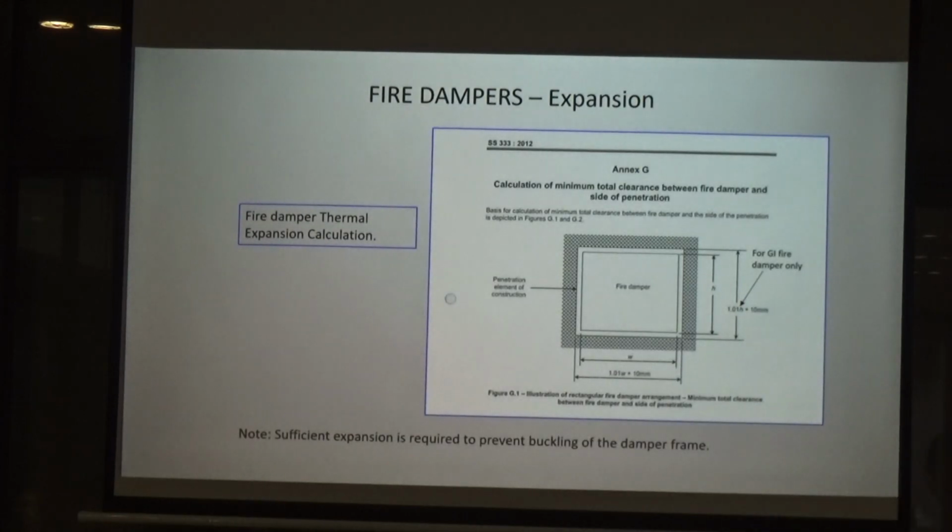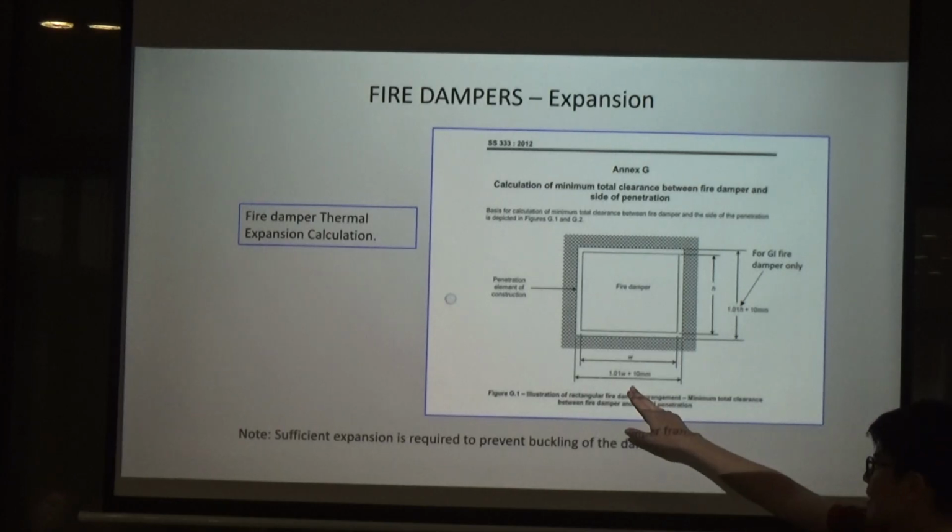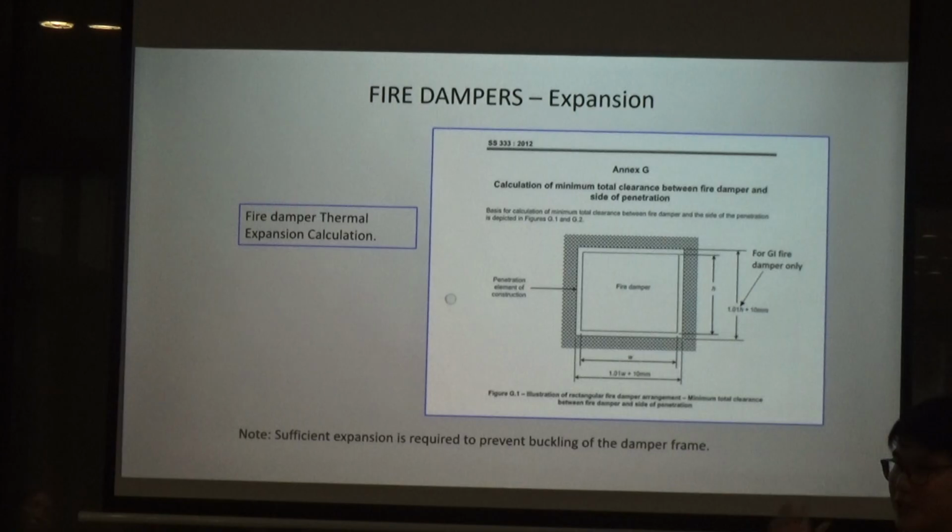Okay, so this is the fire damper thermal expansion calculation. In the SS333 standard and also our general drawing, I think some of you might see this equation. This equation is the formula for the fire damper opening. Let's say I have 1000, then I calculate that I can know this is the minimum opening. Okay, so why is it 1.01?